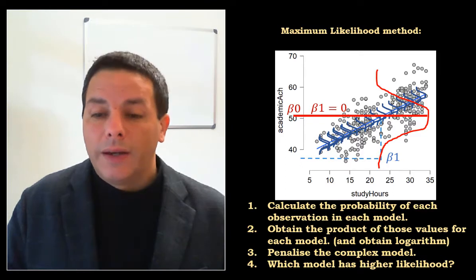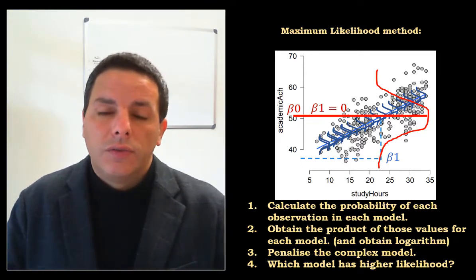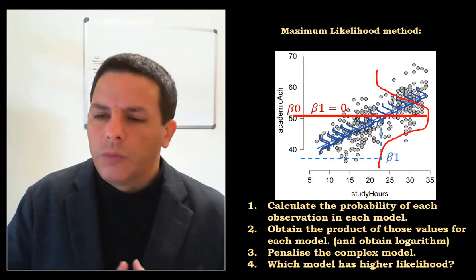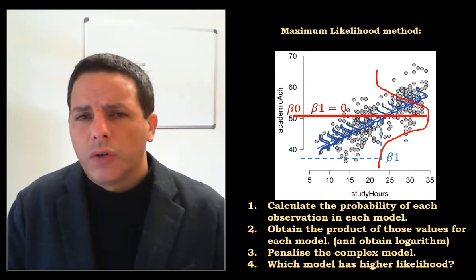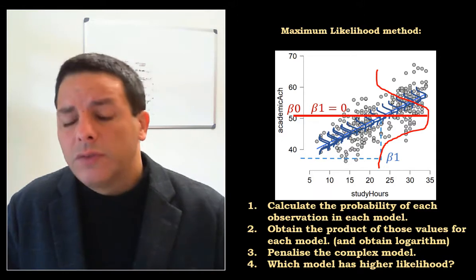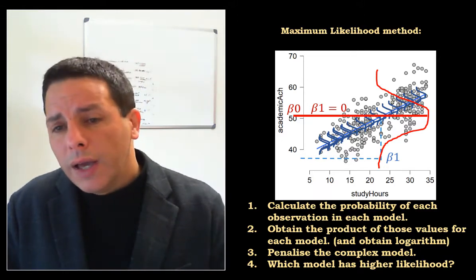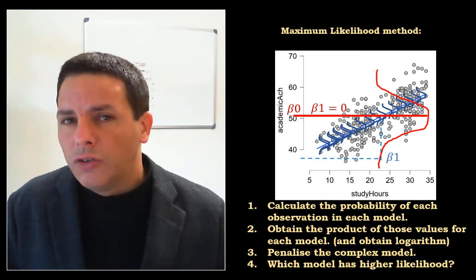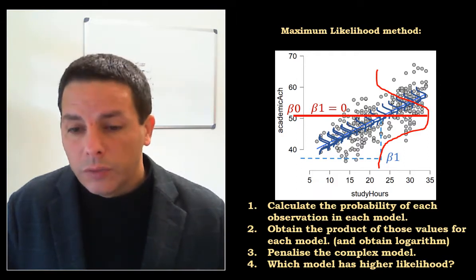Now, that's why we penalize. And the way we penalize is using something that is called the Bayesian information criterion or Akaike information criterion, but we are not going to explain that. Suffices to say that the more parameters you have, the more penalization your model will receive.